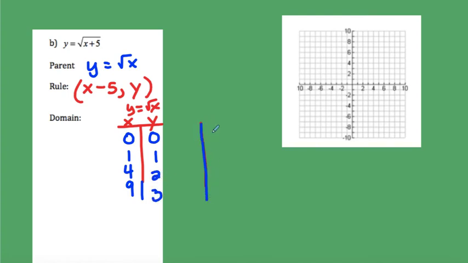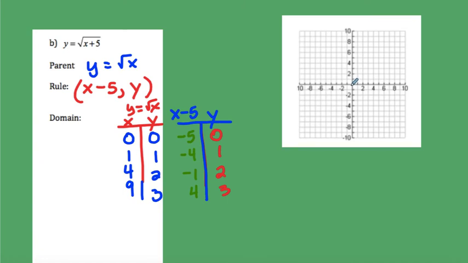Now I'm going to apply my rule. I'm going to make a table with my rule, x minus 5 comma y. So I'm going to subtract 5 from each of those x values. That means it's going to shift it to the left 5. I think those would be the points, and the y's are going to remain the same. So 0, 1, 2, and 3. So 0 minus 5 is negative 5. 1 minus 5 is negative 4. 4 minus 5 is negative 1, and 9 minus 5 is 4.